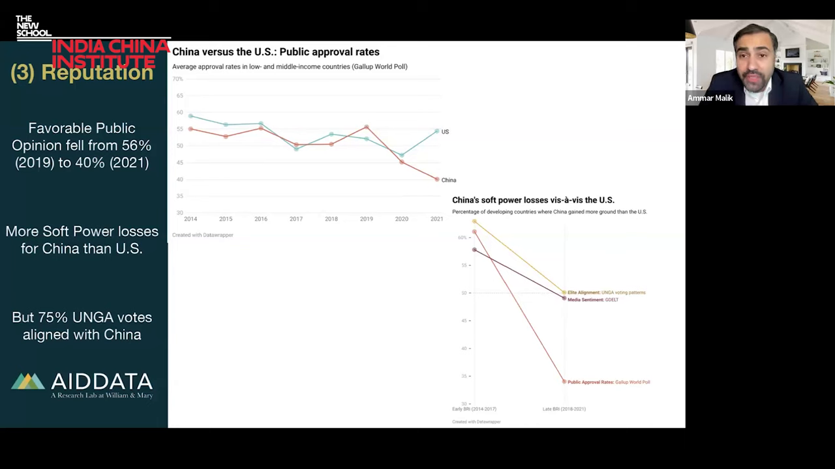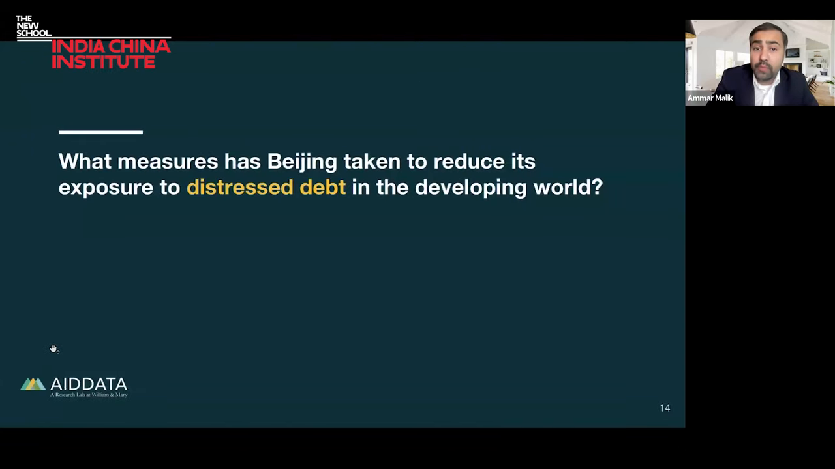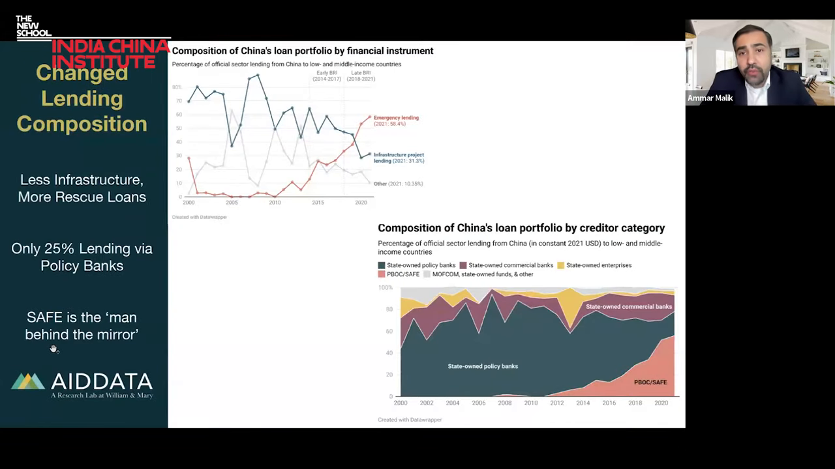But in the year 2021, China now has a 16 percentage point deficit. And I think China's experiencing more soft power losses as far as media sentiments are concerned, but also as far as UN General Assembly voting alignment is concerned. And I can spend more time on our methodology. It's all written in our report. Now, what is China doing about that?